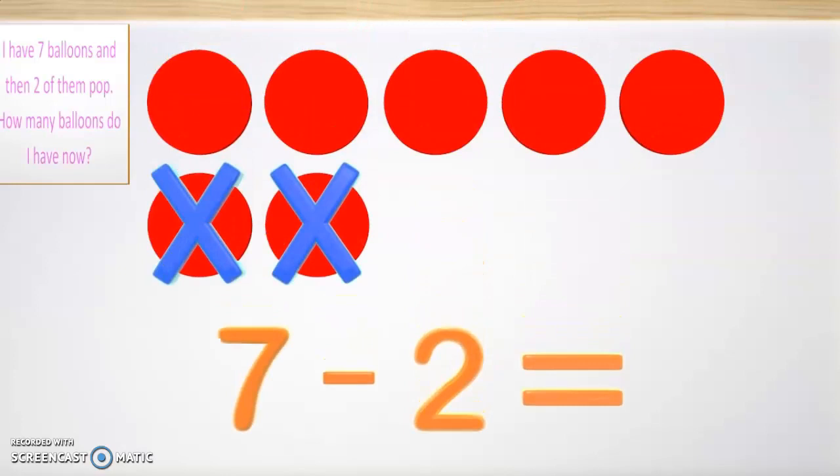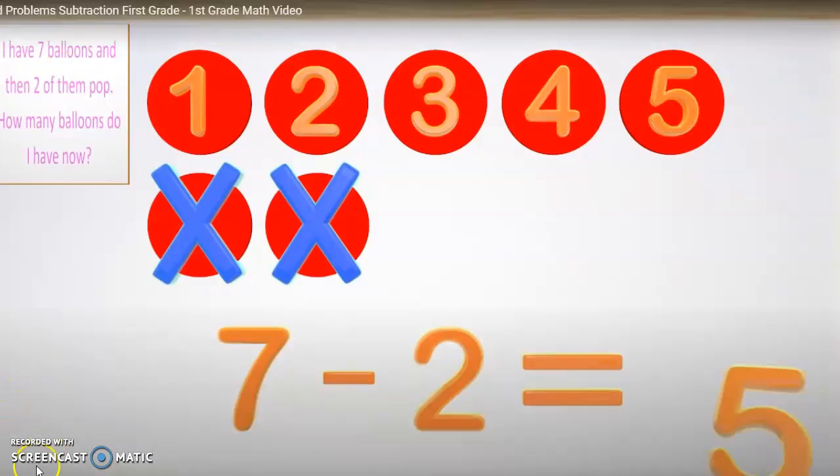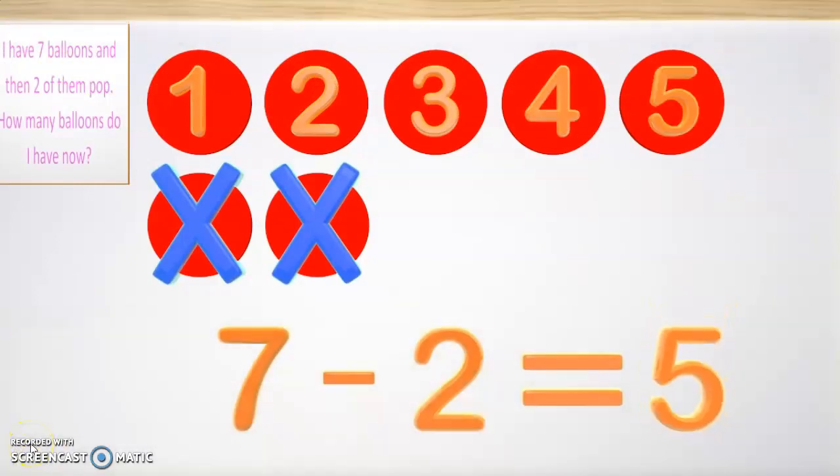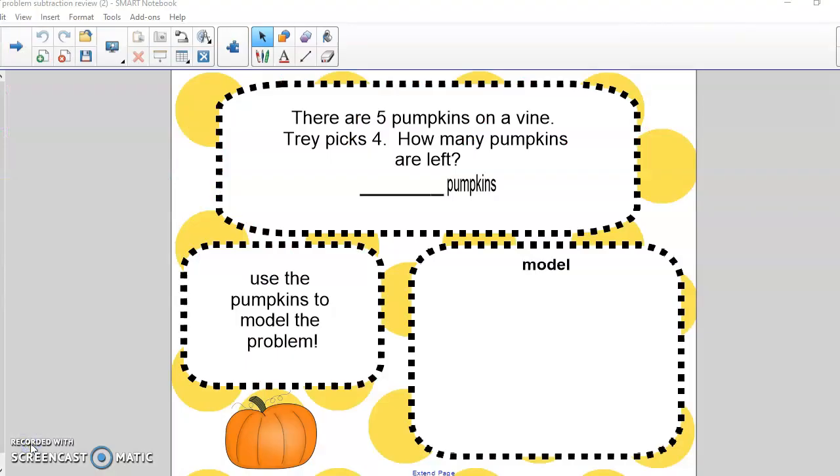Looking at the circles, we started with 7 and 2 popped, and that leaves us with 1, 2, 3, 4, 5. We have 5 balloons left. Great job, kids! You guys are awesome! Great job, guys. Let's try to do some on our own.